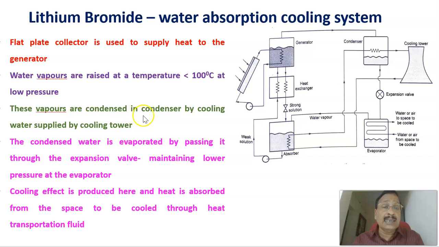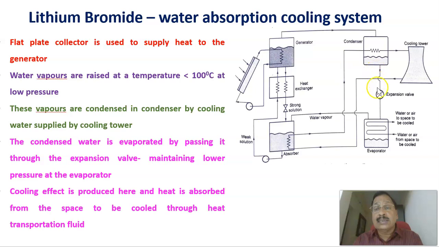These water vapors are condensed in the condenser by cooling water supplied by the cooling tower. The vapors from the generator are condensed in this setup by passing the water through the cooling towers. After condensing, the condensed water is then evaporated.